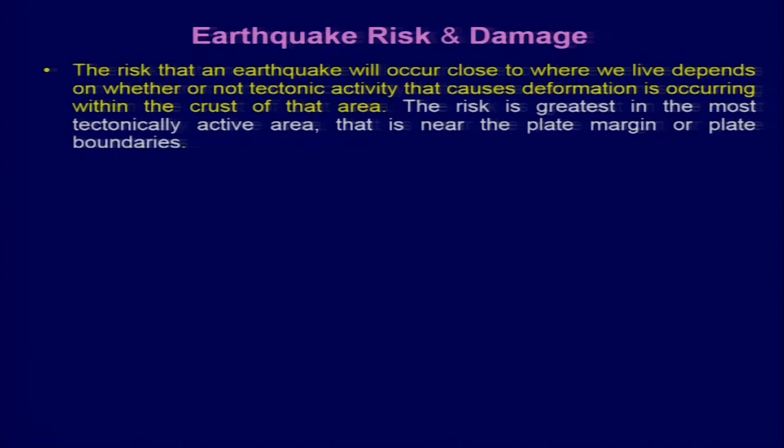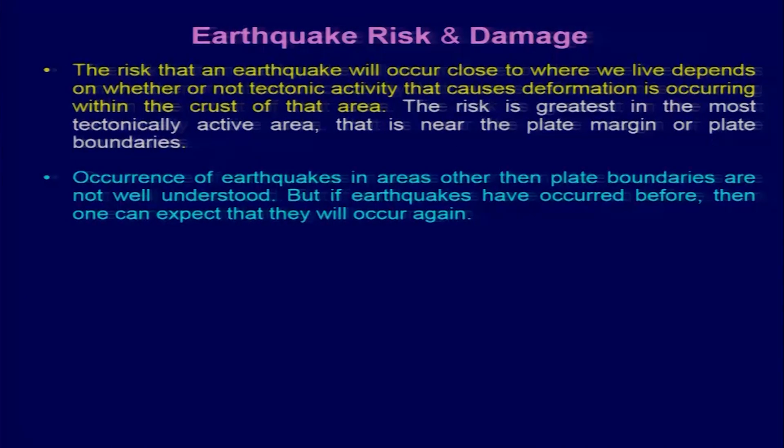Earthquake risk: whether an earthquake will occur close to where we live depends on whether or not the tectonic activity that causes deformation is occurring within the crust of that area. The risk is greatest in tectonically active areas, that is, near plate margins and plate boundaries. So it is very clear that in India, where we expect a large magnitude earthquake is, of course, the Himalayan front.